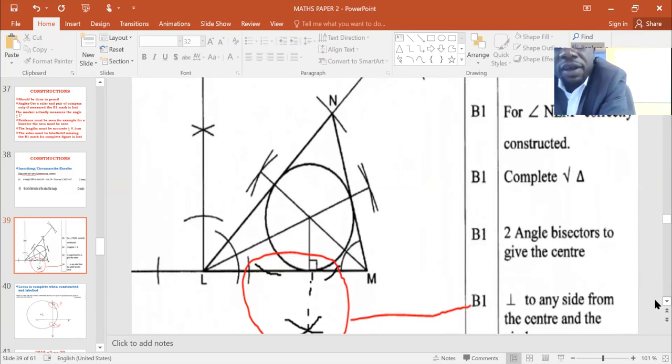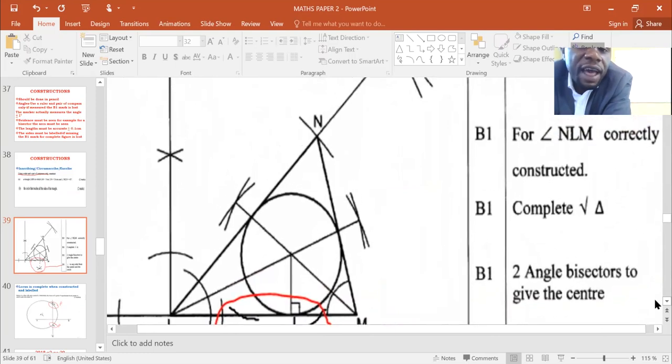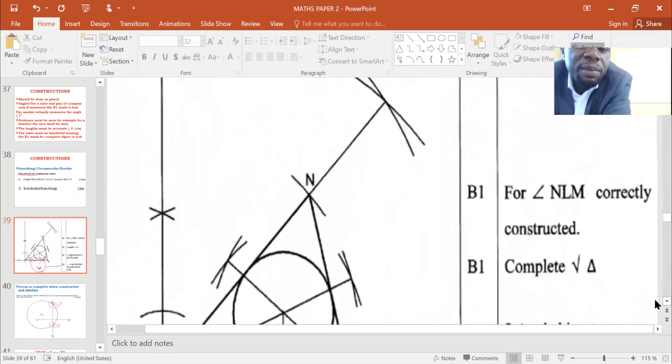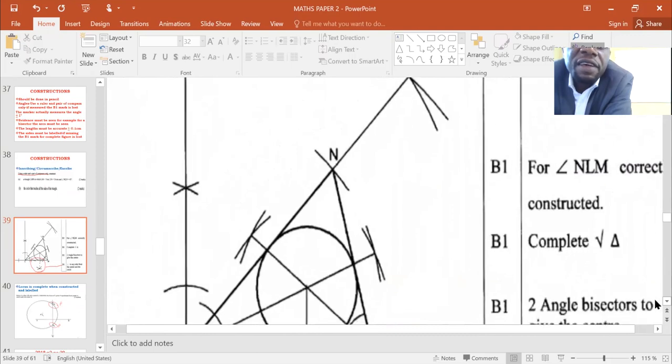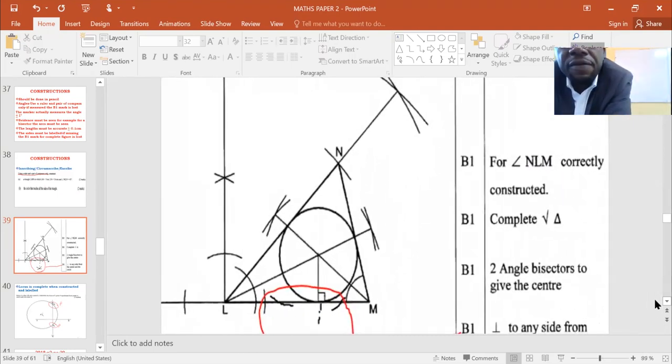It was supposed to be 45. You can observe that there's 90 degrees, first of all, constructed at L, then bisected to have the 45. The arcs are up there. The arcs must be visible. That is the evidence enough that you constructed that 45 degrees. So you are awarded that 1 mark. If the arcs are missing, there'll be a problem there.